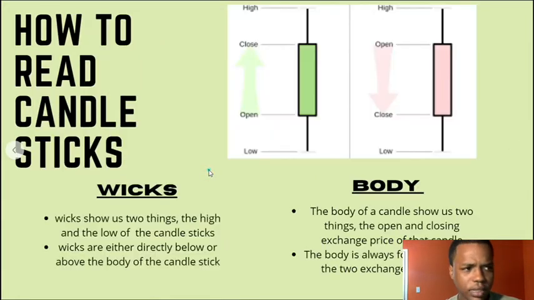So how do you read these candlesticks, right? Like I said, there's 2 sections of a candlestick. We have the bodies of the candles, and then we have the wicks. The body of a candle shows us 2 things, right? It shows us the opening and the closing price of that candle. And the body of the candle will always be formed between the 2 points. So you have an open and you have a close, right?